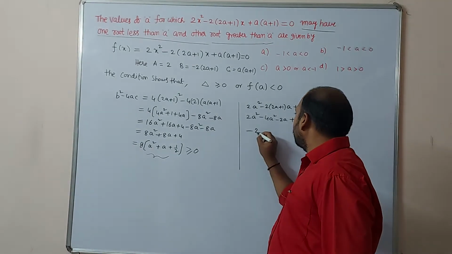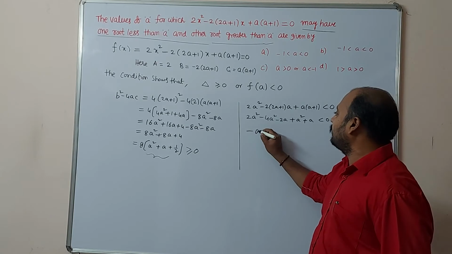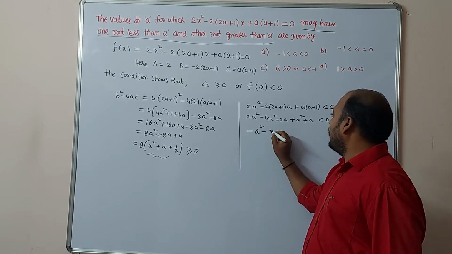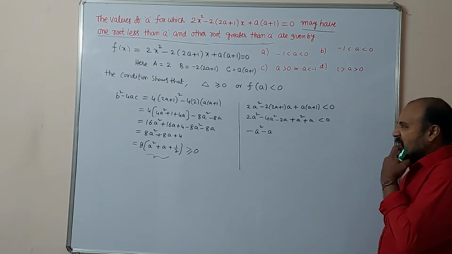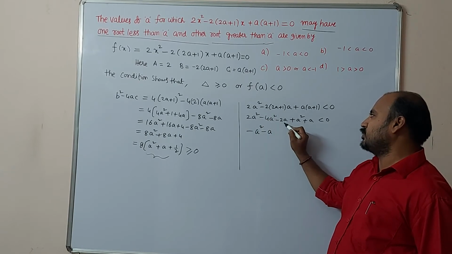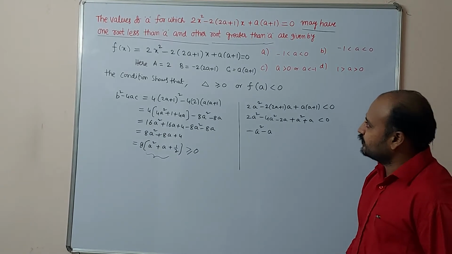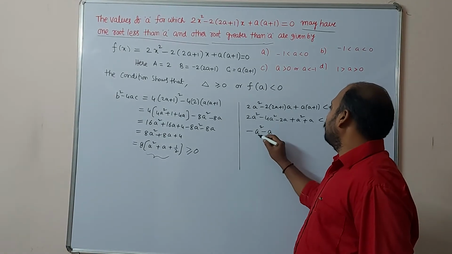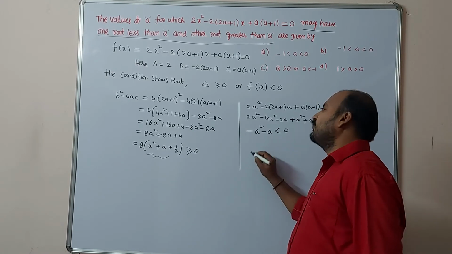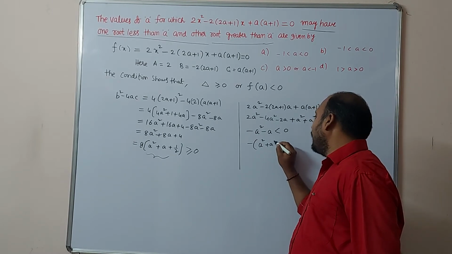So minus 2a square, 3a square minus 4a square is minus a square. Minus 2a plus a is minus a. So 2a square minus 4a square minus 2a, right? Plus a square plus a is less than 0. So minus a square, yes, is less than 0. Take common minus. A square plus a is less than 0.